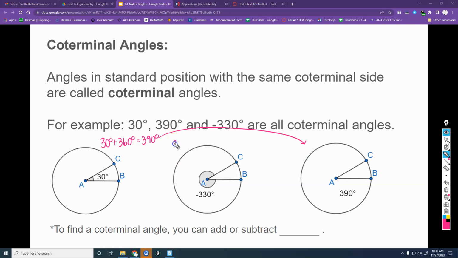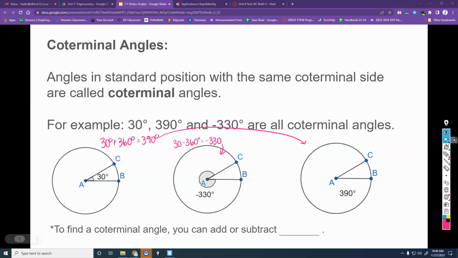I could do 30 minus 360. That would give me negative 330. That's this angle right here, right? And we could keep doing that. I could subtract 360 again or add 360 again. You could just keep doing that, and there's an infinite number of coterminal angles. You're starting with 30. So you're either adding 360 to 30 or you're subtracting 360 from 30.